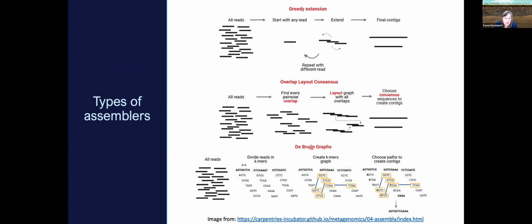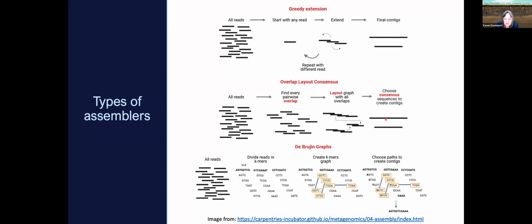There are different types of assemblers. One is called a greedy extension, where it starts with a single read, and then maps all other reads to it individually, to try to extend the known sequence to create contigs, and then it repeats with another one and another one. An overlap layout maps all reads to all other reads to find pairwise overlaps to then create a layout graph to create contigs.